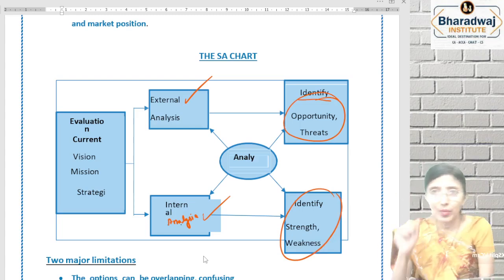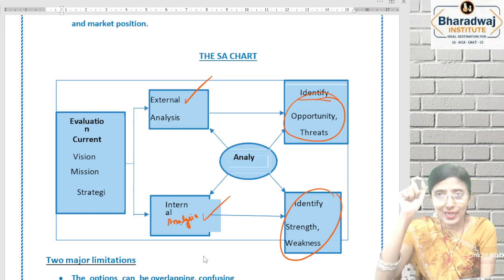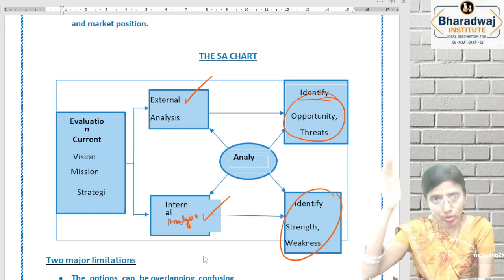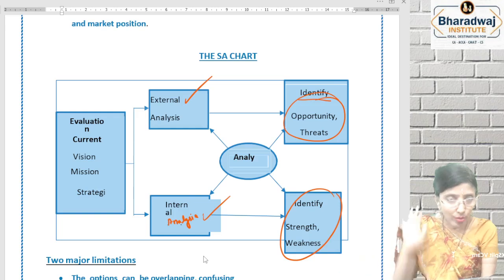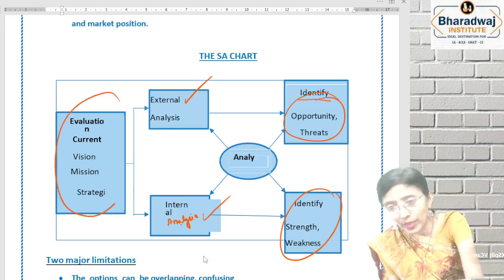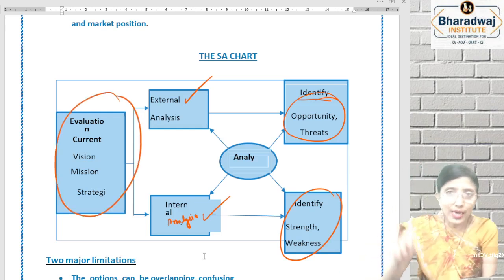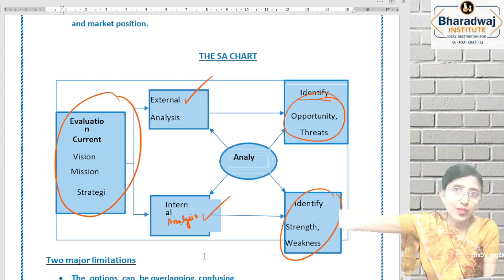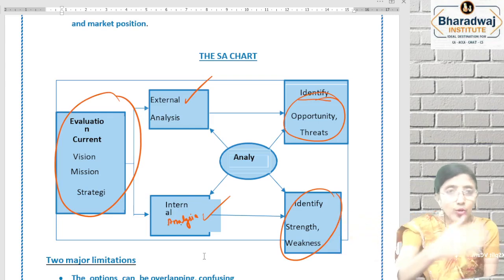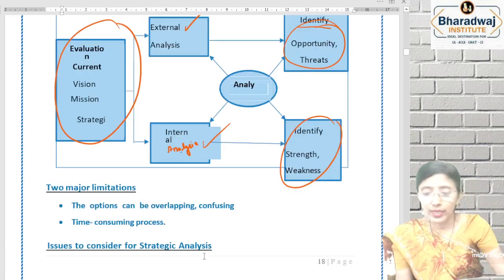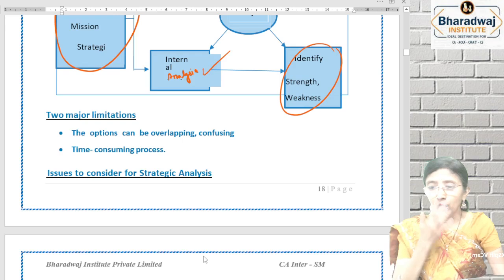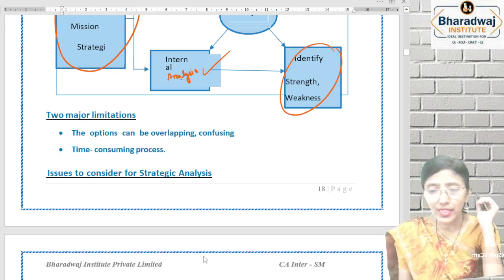So essay implies compiling of information about the internal and external environment, and you can use formal sources and also informal sources. When I evaluate my current vision, mission, strategies, I am going to use my external and internal analysis, and based on that I'm going to identify new threats and opportunities, strengths and weaknesses. Okay, chart is important. Now, what are the major limitations of essay analysis?